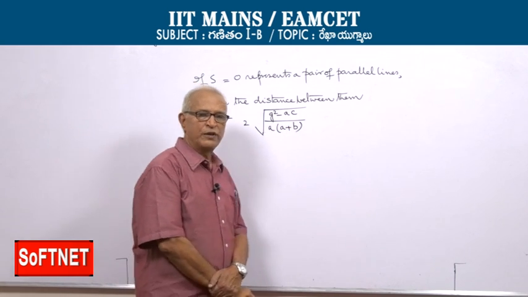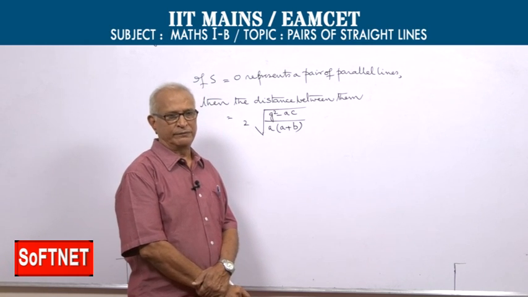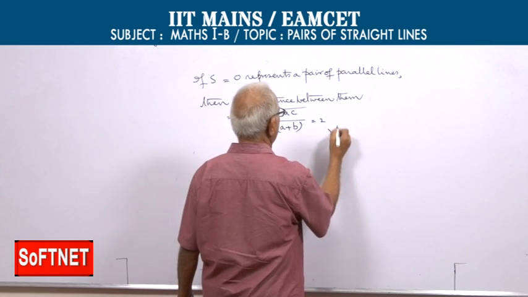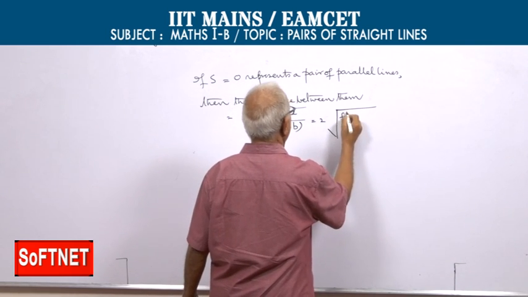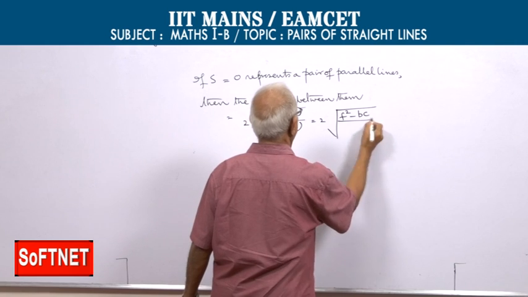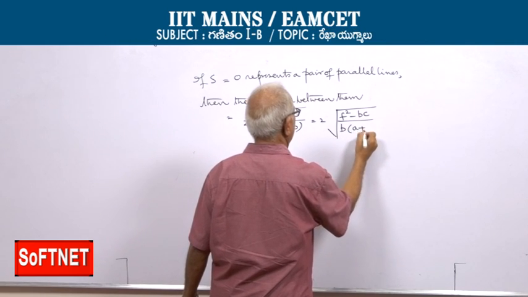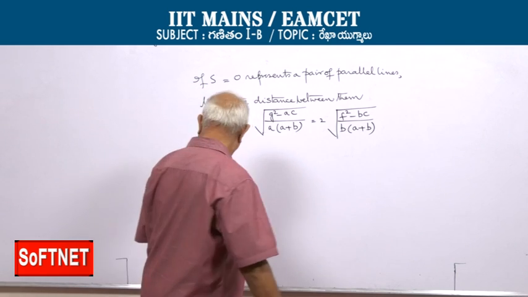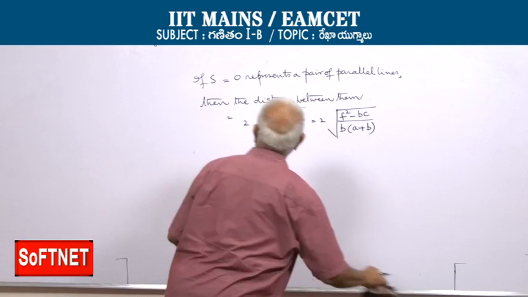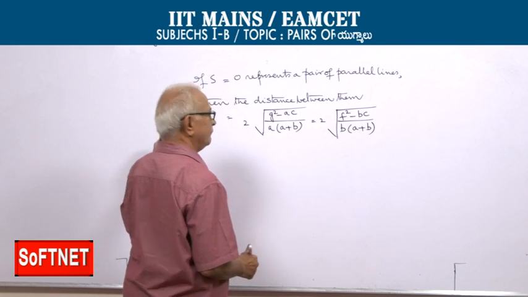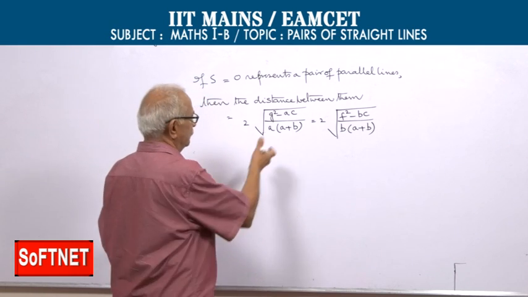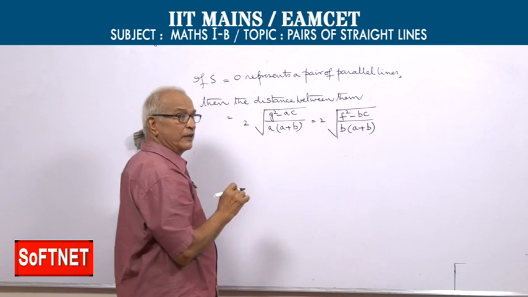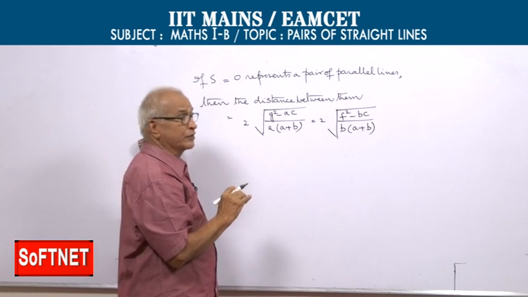Then the distance between them is two into root of g square minus ac by a into a plus b. Or one can also write it as, well, we don't require these formulas. And other thing is, you follow this. Suppose the equation represents a pair of intersecting lines, not parallel lines.